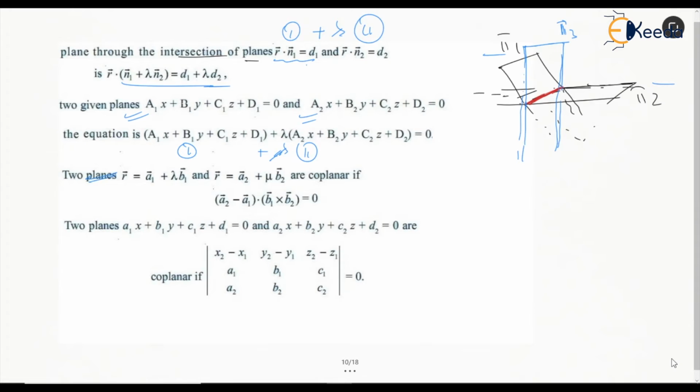Now the lines. Two lines, r equal to A1 plus lambda times B1 and r equal to A2 plus mu times B2, are coplanar if... What we can do is join the lines. This is nothing but joining the 2 points A1 and A2. This is the cross product. So if the scalar triple product, again this is nothing but the scalar triple product, is 0, then we can say that both the lines are lying on the same plane.